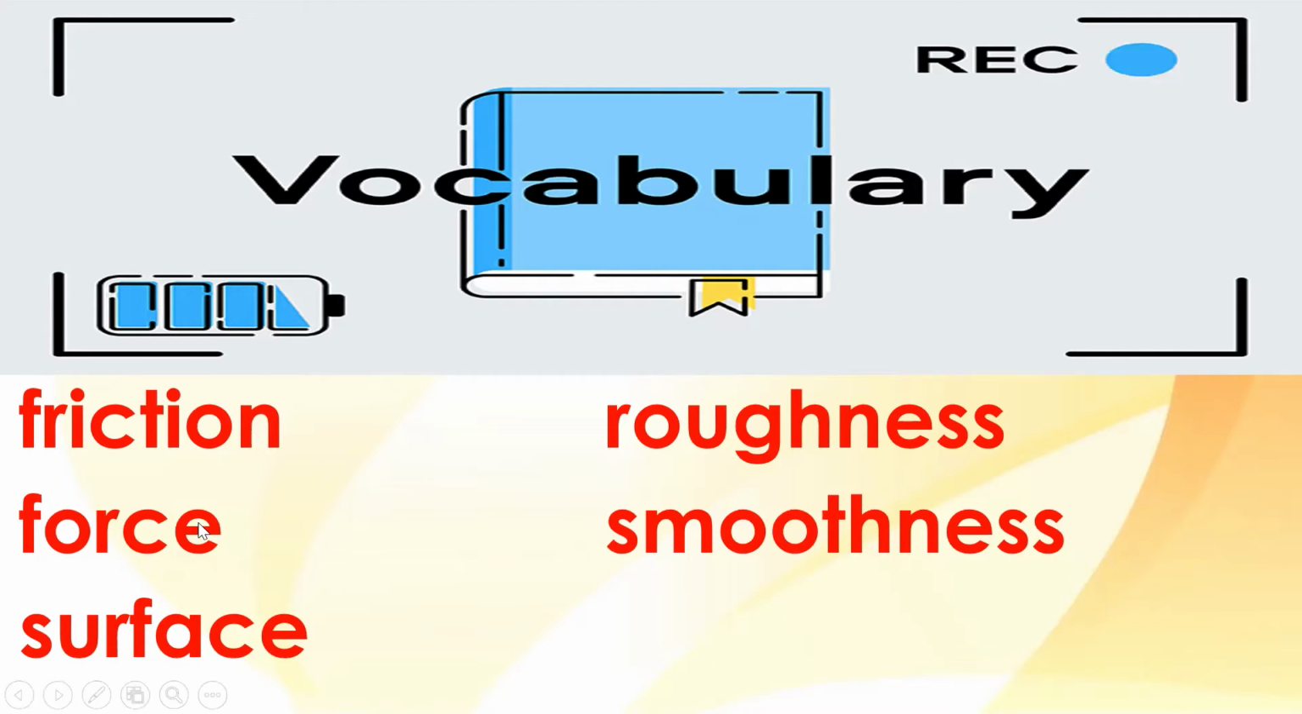Friction, force, surface, roughness, smoothness. This time I want you to repeat after me. Say friction, force, surface, roughness, smoothness. Okay, thank you so much.